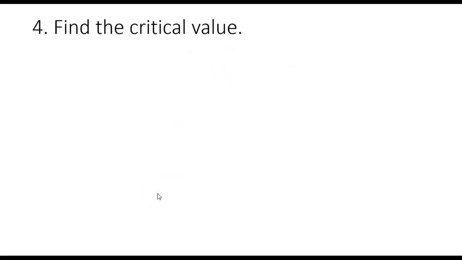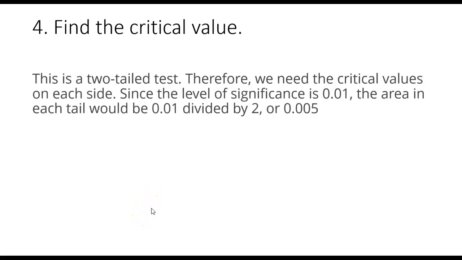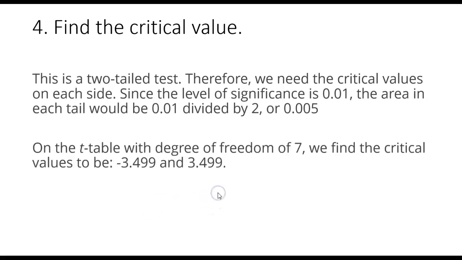So moving on to step 4, we need to find that critical value. Because we know it's a two-tailed test, we're going to need a critical value on each side. One's going to be positive, one's going to be negative. Since our level of significance is 0.01, the total area of the tails would be 0.01. In each tail, we're going to have to divide that by 2. So the area in each tail is going to be 0.005. We use that 0.005 to find our critical value. We're going to use the t-table. Our degrees of freedom is 7 because we have a sample size of 8. Looking at that, we get a critical value of 3.499. And because it's two-tailed, we're also going to have a negative 3.499.